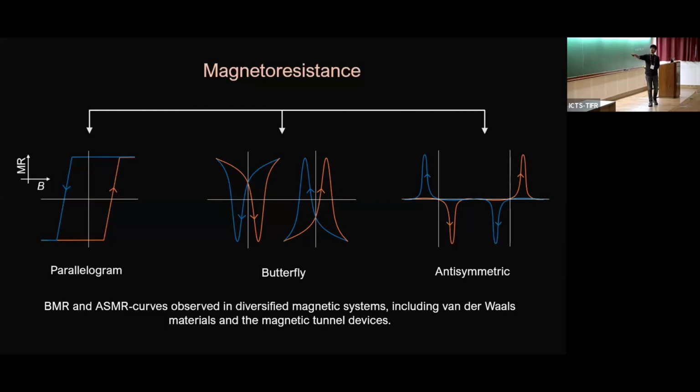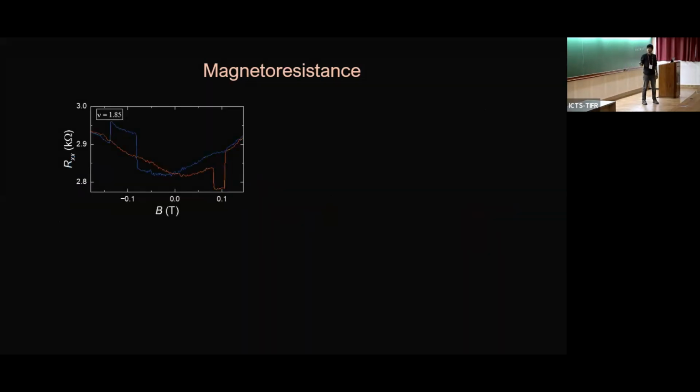So all these behaviors tell you that you have 2 resistive states, and depending on the direction of magnetic field sweep, you access those 2 states, and the magnetoresistance can be the same in positive and negative magnetic field, or it can be different. So if it is the same, then it gives you butterfly-like MR, and if it is different, it gives you antisymmetric magnetoresistance.